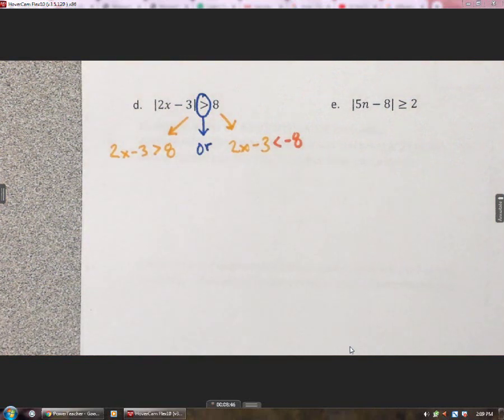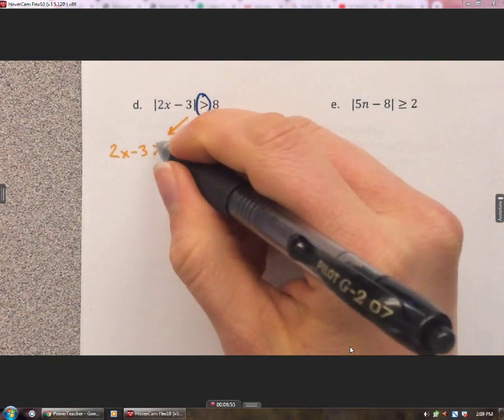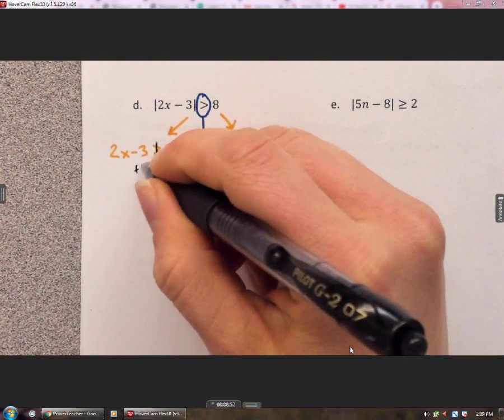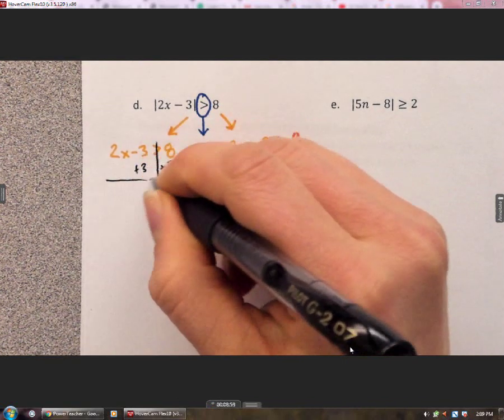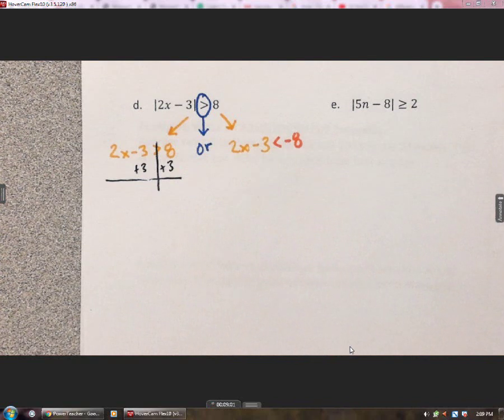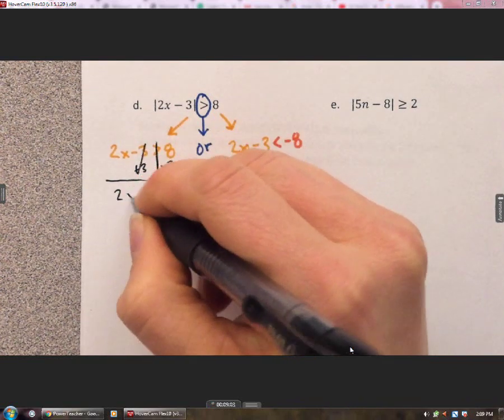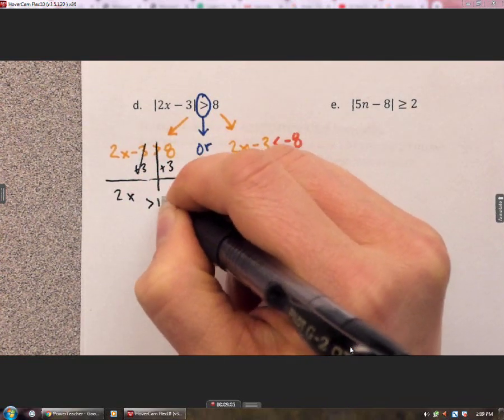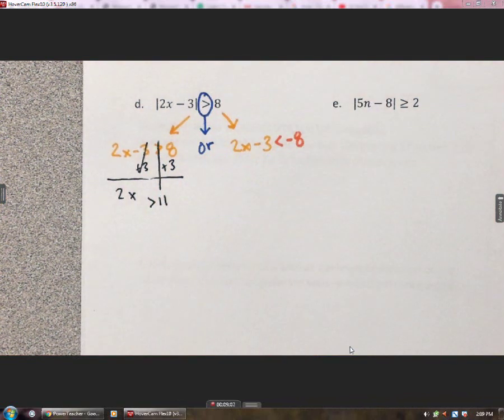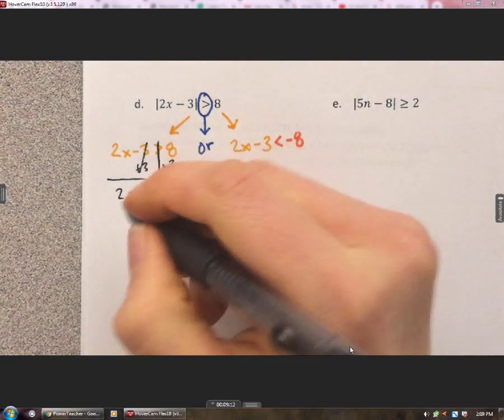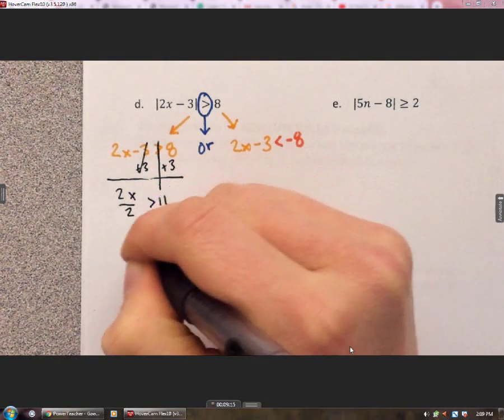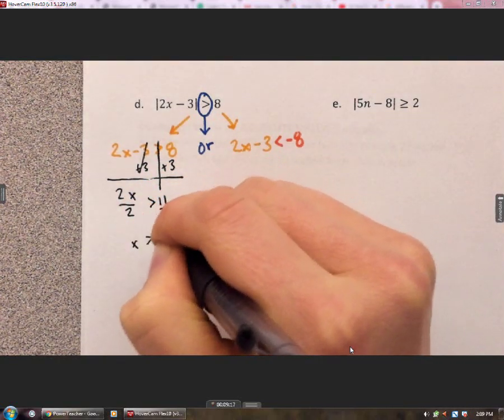And for yesterday, add 3. Two x is greater than 11. How do you get x by itself? Divide by 2. So x is greater than 11 halves.